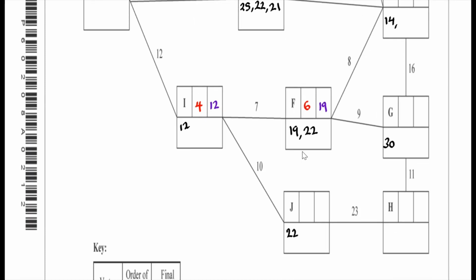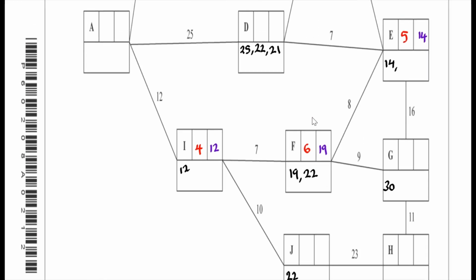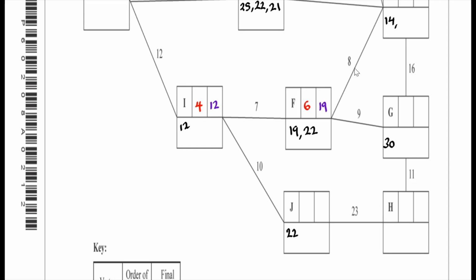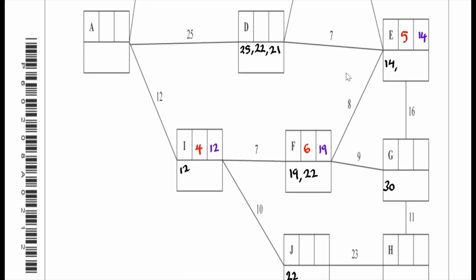Okay? Now, from F, 19 plus 9, you'd find that to be 28. And that's all we can fill in for now.